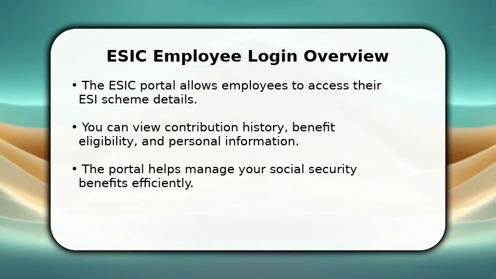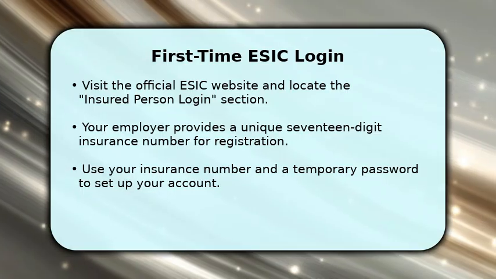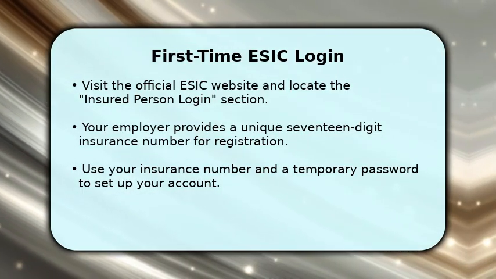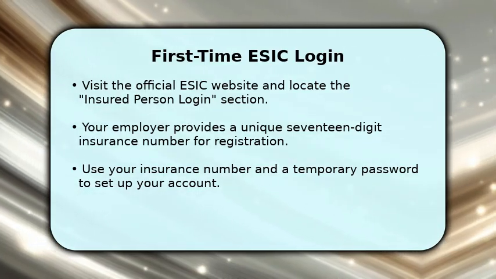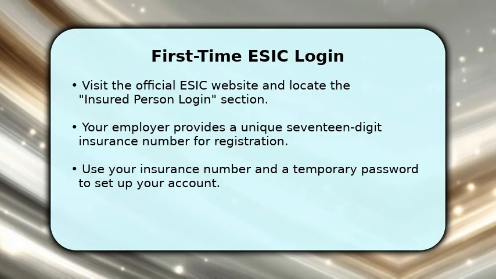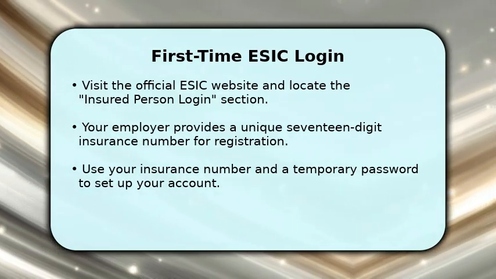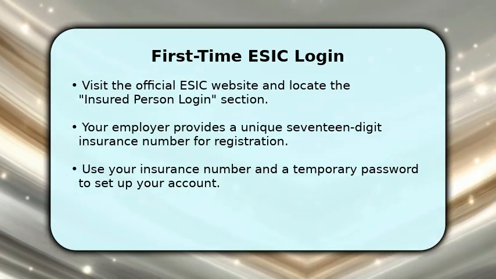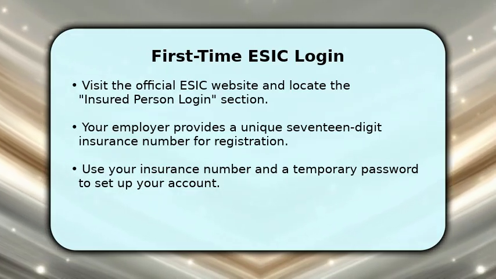with ease. For your initial login, you'll need to visit the official ESIC website and find the Insured Person Login option. Your employer will have provided you with a unique 17-digit insurance number, which acts as your username. If it's your very first time, you might need to complete a sign-up process, setting a new, strong password. Ensure your registered mobile number is updated to receive any necessary one-time passwords for verification.